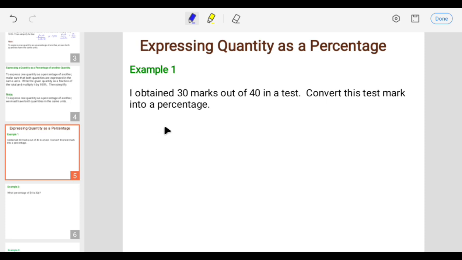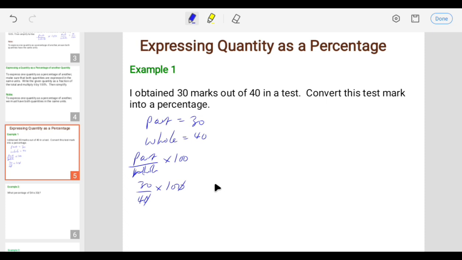The first example says, I obtained 30 marks out of 40 in a test. Convert this test mark into percentage. Given here, the part of the mark is 30 and the whole mark is 40. So in this case, I will adopt my formula method. I have part over whole, multiplied by 100. The part is 30, the whole is 40, multiplied by 100.